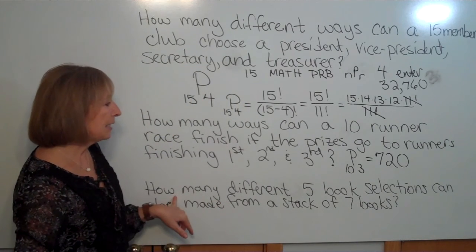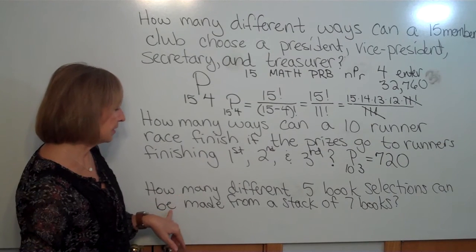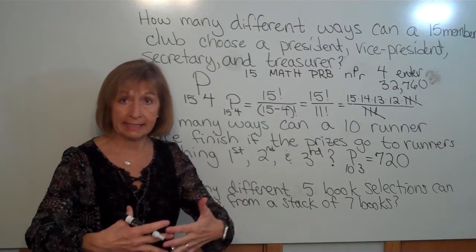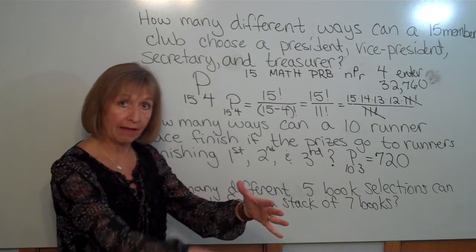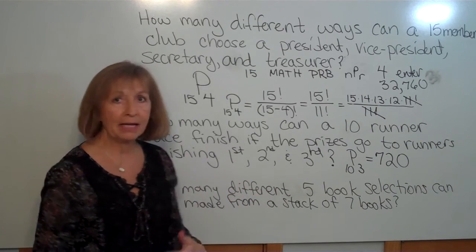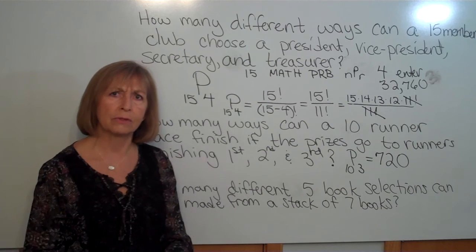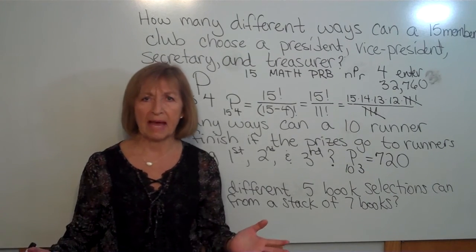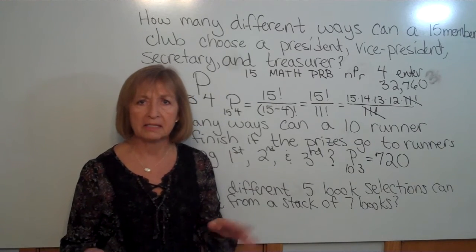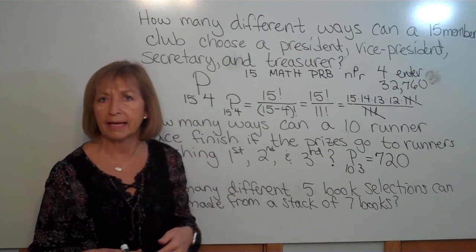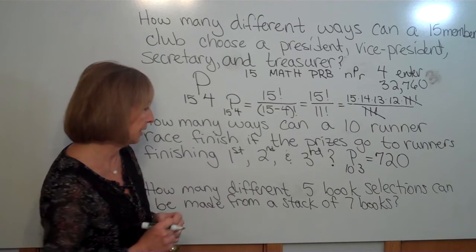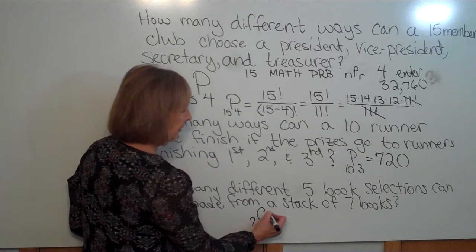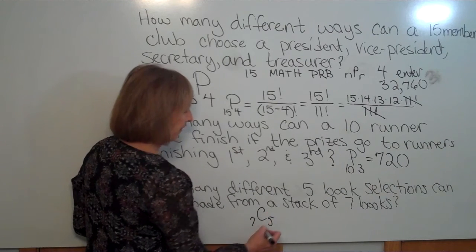Next up, how many different 5-book selections can be made from a stack of 7 books? Well, here I have my stack of 7 books, and I'm only picking 5 out of the stack. And I'm not going to pick the same book twice, so there's no repetition. But the order in which I pick my books doesn't really matter. I'm going to take them home, and then I'm going to decide which one I want to read and all that kind of stuff. So order doesn't matter here. So this is a combination. There are 7 total in the group, and you're picking 5 of them.